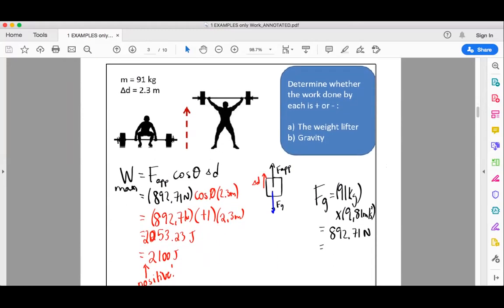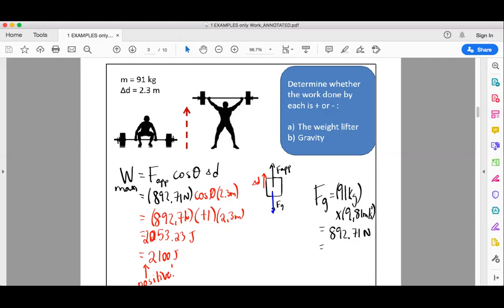it says determine if the work done by the weightlifter is positive or negative. Well, if we're talking about the work done by the weightlifter, then we sub in the force of the weightlifter. The applied force is equal to Fg. There is a big assumption here that the person lifts it up at a constant speed, which may not be realistic. You'd have to have a lot of control to lift it up at a constant speed, but that's an assumption we're going to have to make here in order to say F applied is Fg.